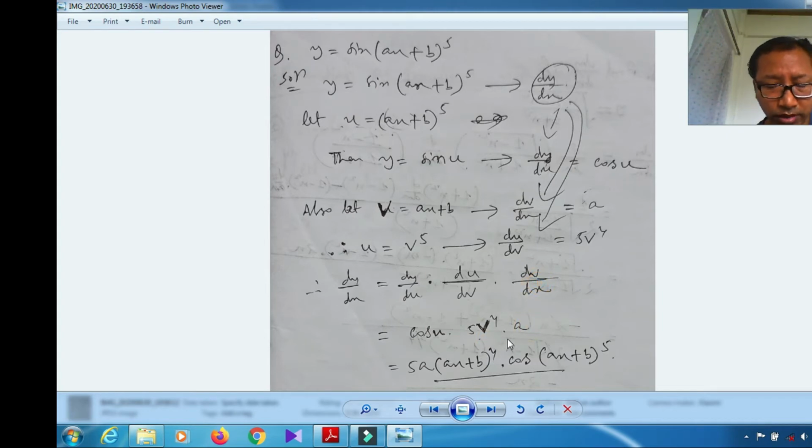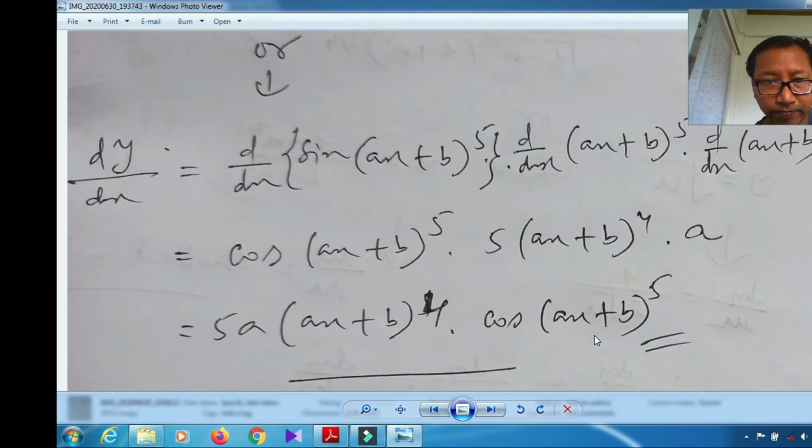Now we can arrange it in a systematic way. There is no hard and fast rule that we have to write it in a systematic way, although we will write it in that way so that it looks better. Okay, so 5a v to the power 4 means (ax plus b) whole to the power 4, and cos u means this part. This is the answer for our question.